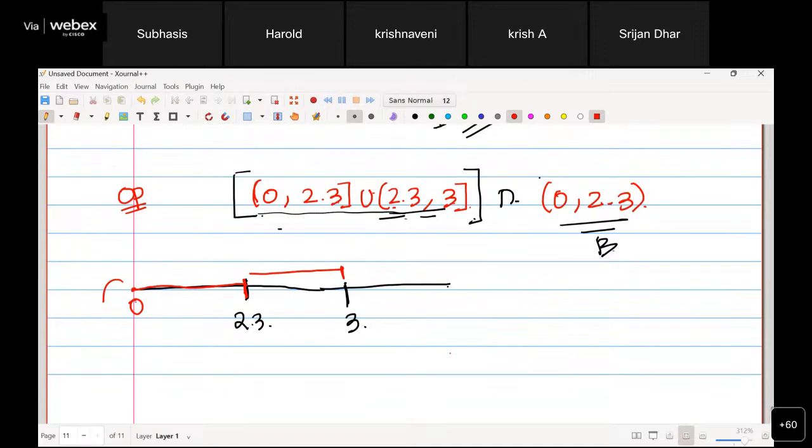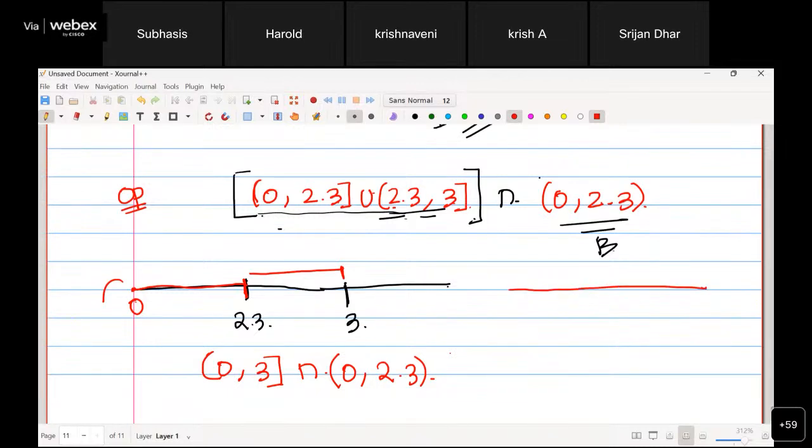So what will be the union of these two sets? 0 to 3. 0 will come as open, right? Because we are not considering 0. And then you are intersecting this set with 0 to 2.3.